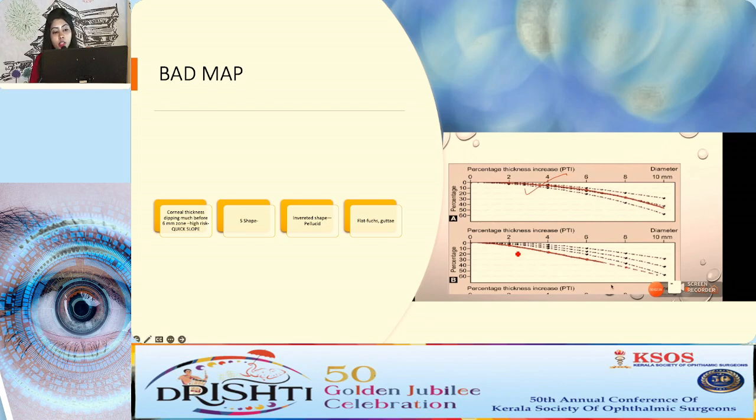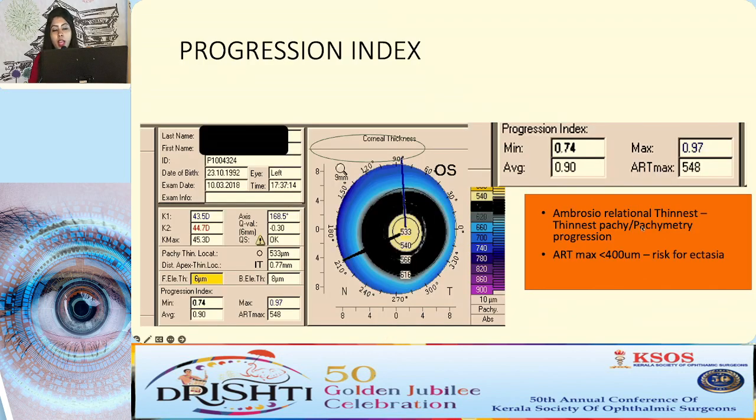There can be other shapes also here, like an inverted shape, which is seen in pellucid marginal degeneration, and a flatter one, which is seen in case of Fuchs or Gutte. And finally, we have the progression index also available in the Pentacam. The main thing we have to concentrate on is the ART max value, which is given at the last point. If the ART max value is less than 400 micrometers, that also means there is a high risk of ectasia.